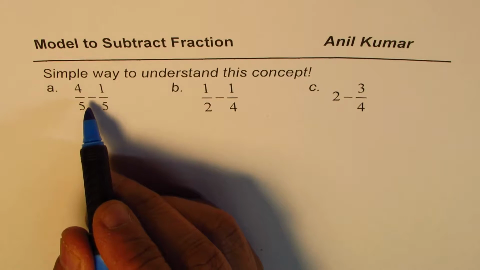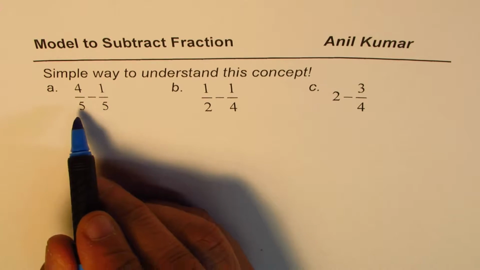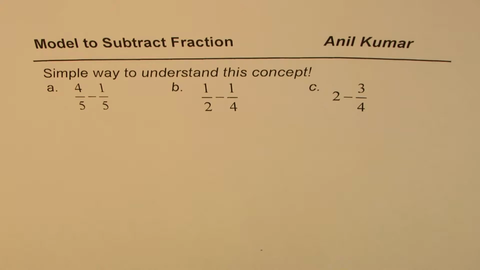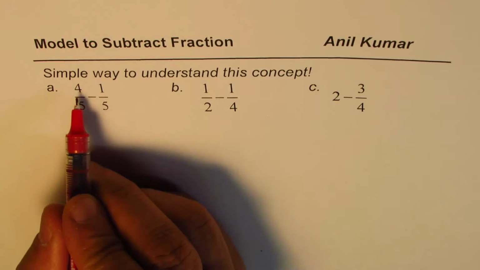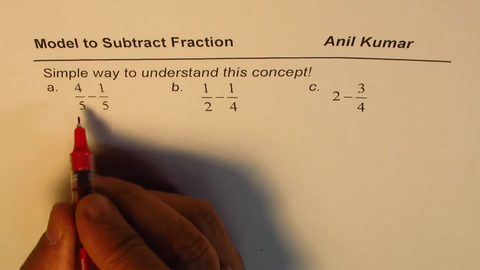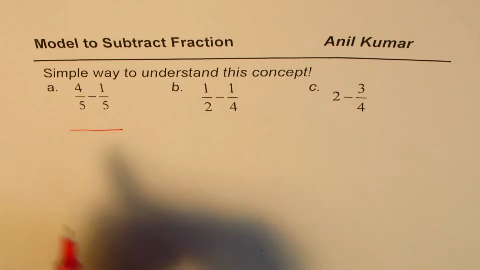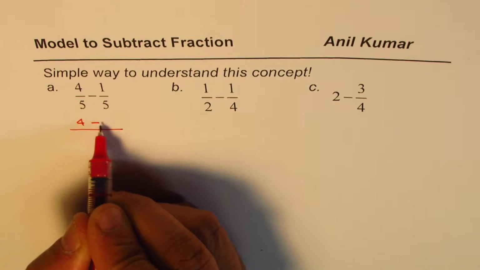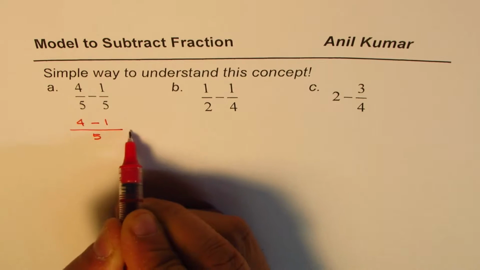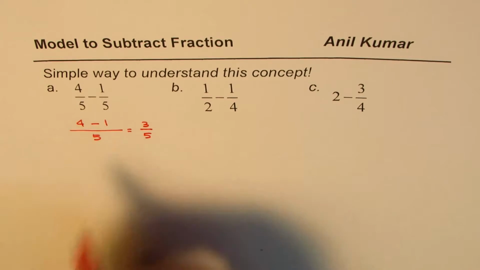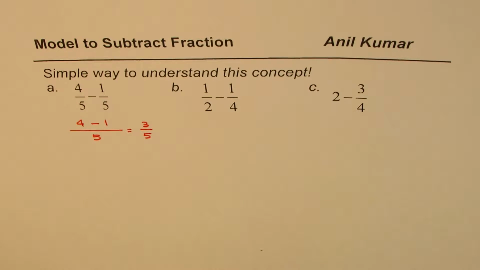4 out of 5 minus 1 out of 5, they have the same base, so you can write that it is equal to the difference of their numerators, right? So in this case, since they have the same base, we could write this as 4 minus 1 over 5, which is 3 over 5, right? So that is how you could find the answer for this one.